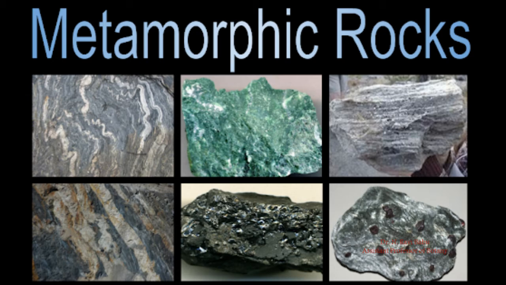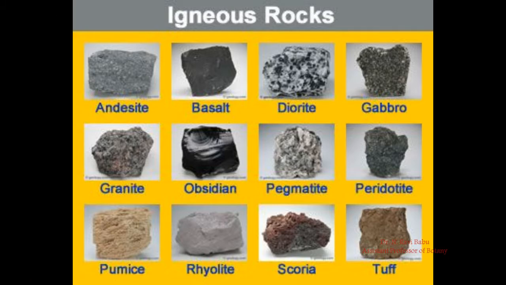Next, igneous rocks. Igneous rocks are formed by the cooling of hot molten rock, which is also known as magma. Dear friends, many of you know about this word. Magma is nothing but a molten material. Molten means it's a liquid form, which is a result of the melting process. So this igneous rock is a result of the cooling process of the hot molten rock.